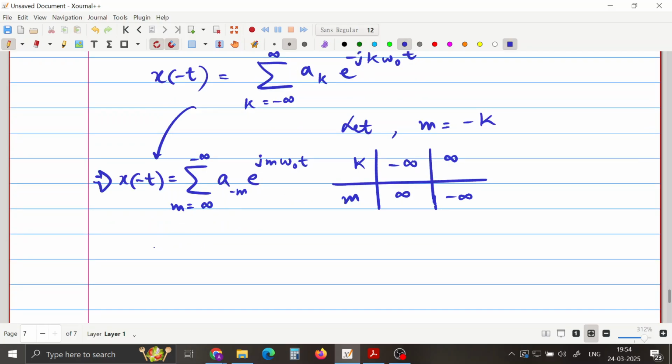Okay. Now I can also interchange the upper and lower limits here in the summation, because why? Adding terms from positive infinity to negative infinity is the same as adding terms from negative infinity to positive infinity. It does not matter. So let's say if you have this set minus 2, minus 1, 0, 1, 2 like this, it does not matter if you are adding from left to right or from right to left. Correct?